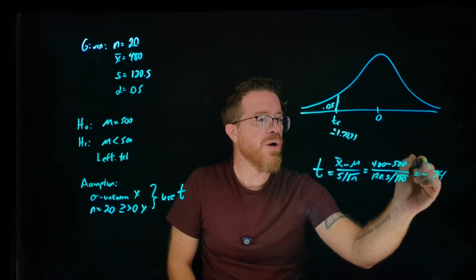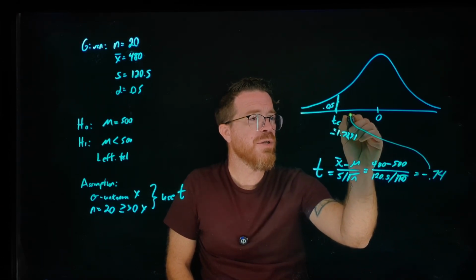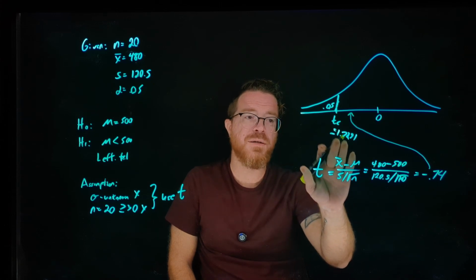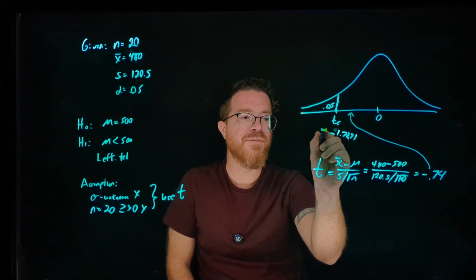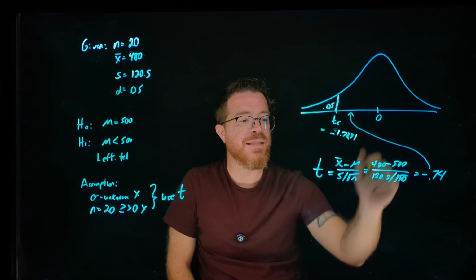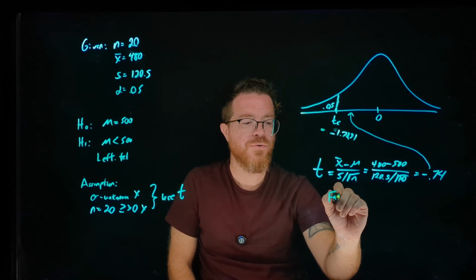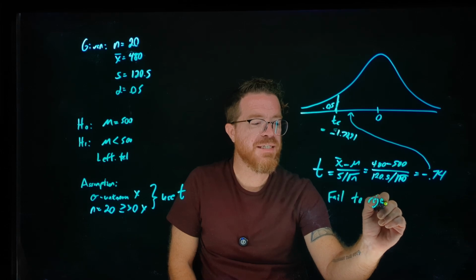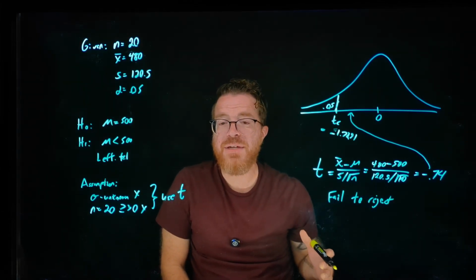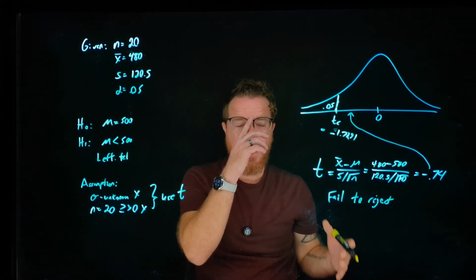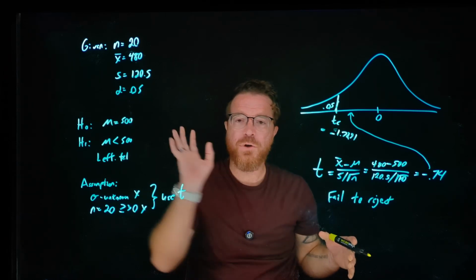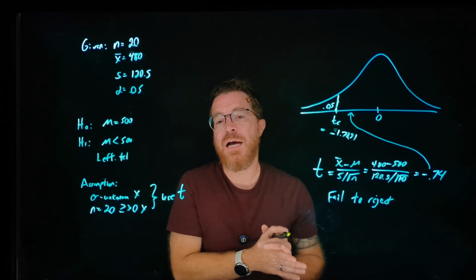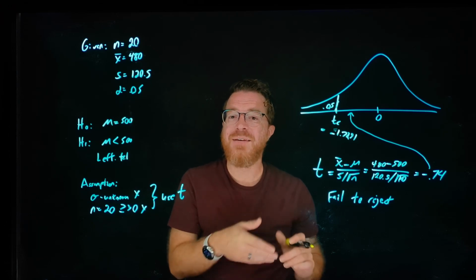So if we were to figure out where this falls on our distribution, it falls to the left of 0, but it does not go beyond negative 1.7291, meaning that this falls into our fail to reject region. So in both of these examples, we did not have enough evidence to reject our null hypothesis at our level of significance. For the first one, it was alpha is 0.05 for a two-tailed test. For this one, it is alpha is 0.05 for a left-tailed test.